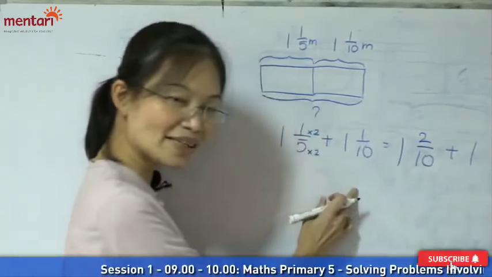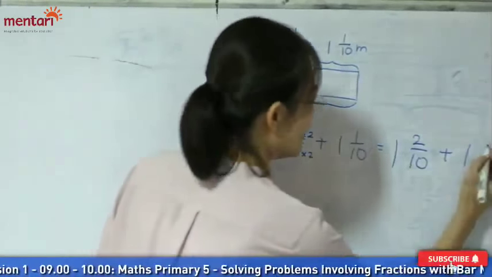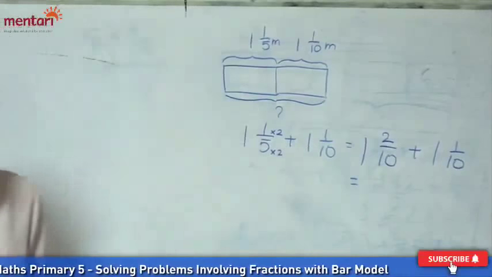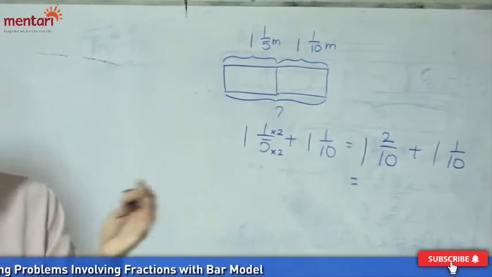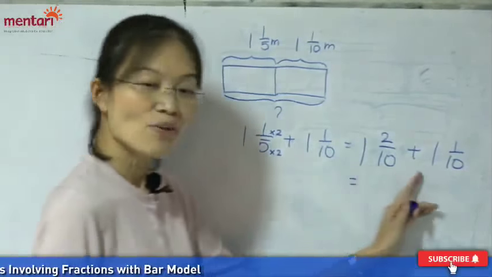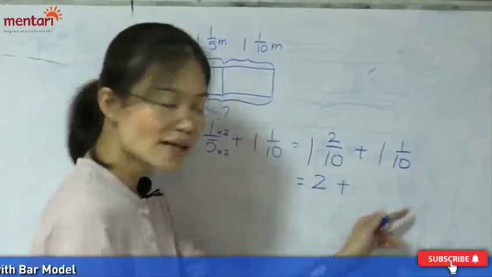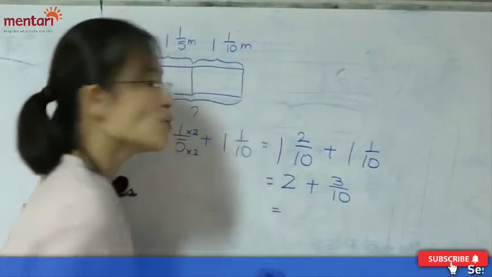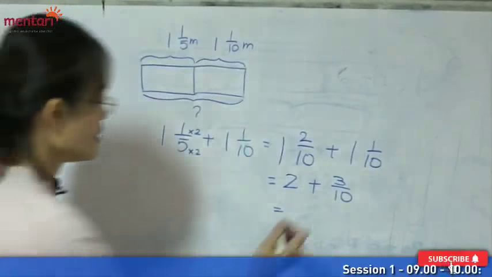Oh, we don't do anything here because they are ready to be added. So what must we do next? Whole number add with whole number, fraction with fractions. 1 and 1 makes 2. 2/10 and 1/10 equals 3/10. 2 plus 3/10 is actually 2 and 3/10.